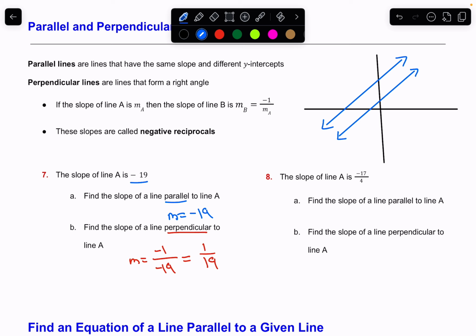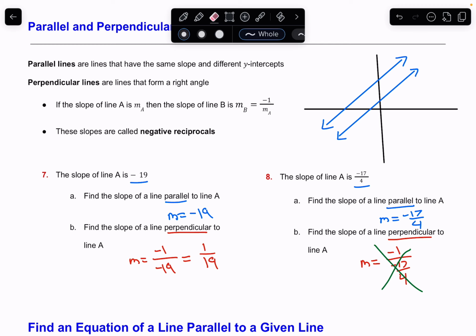So for number 8, the slope of line A is negative 17 over 4. If we want a parallel line to line A, its slope will also be negative 17 over 4, where we didn't change anything. But if we want the slope of a line that's perpendicular to line A, then we're going to take negative 17 over 4, and we're going to put a negative 1 on top and negative 17 over 4 on bottom. I recommend, though, that you don't actually think of it this way, okay? Because thinking of it that way makes it look way more confusing than it actually is.